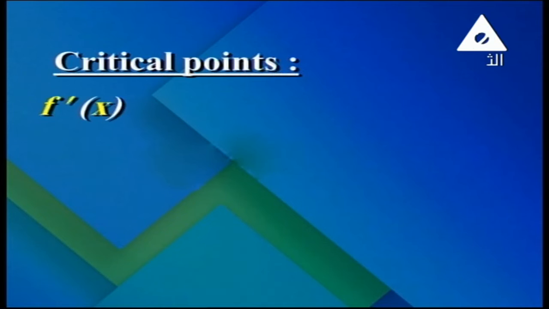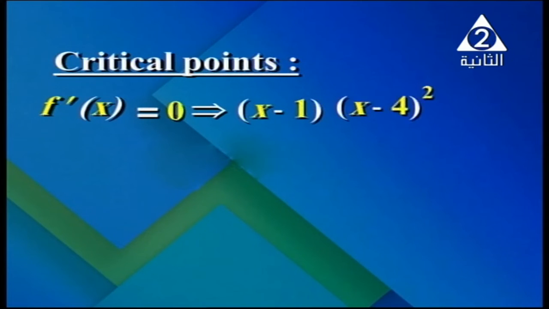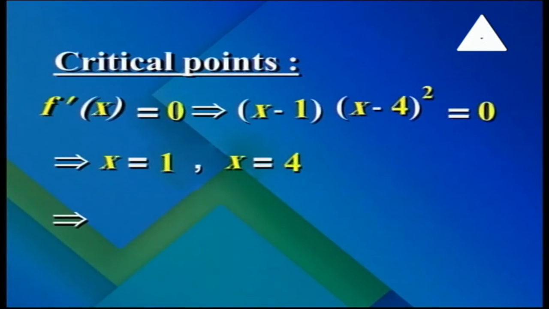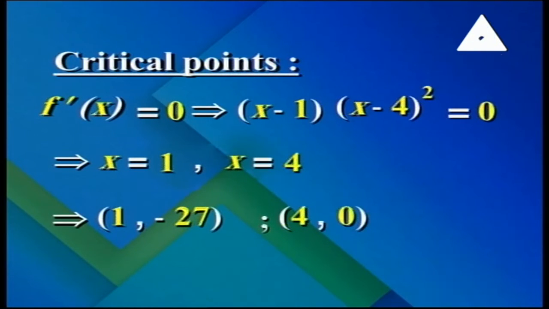Critical point: f dash of x equals 0. What is the value of x? My dear student, (x minus 1)(x minus 4) equals 0, then x equals 1 and also x equals 4. Find the critical points. When x equals 1, the critical point is (1, negative 27). When x equals 4, the critical point is (4, 0). We have two critical points, (1, negative 27) and (4, 0).